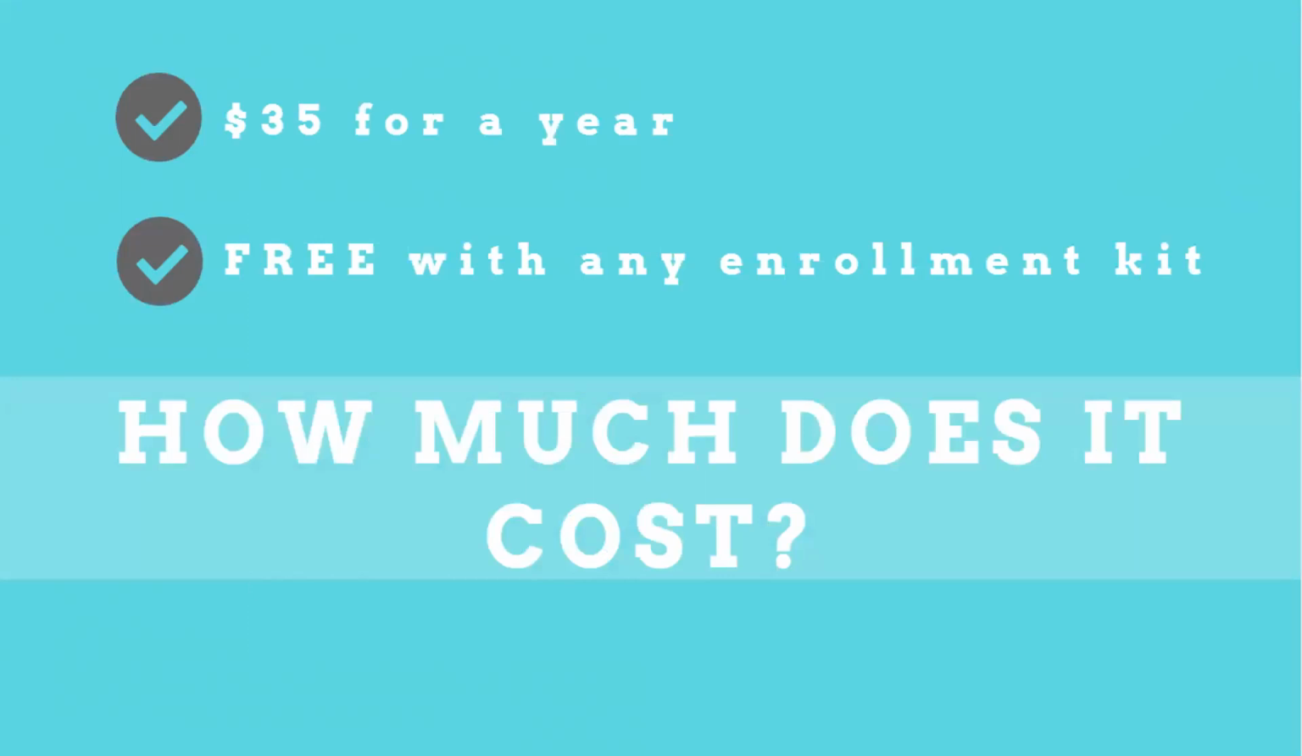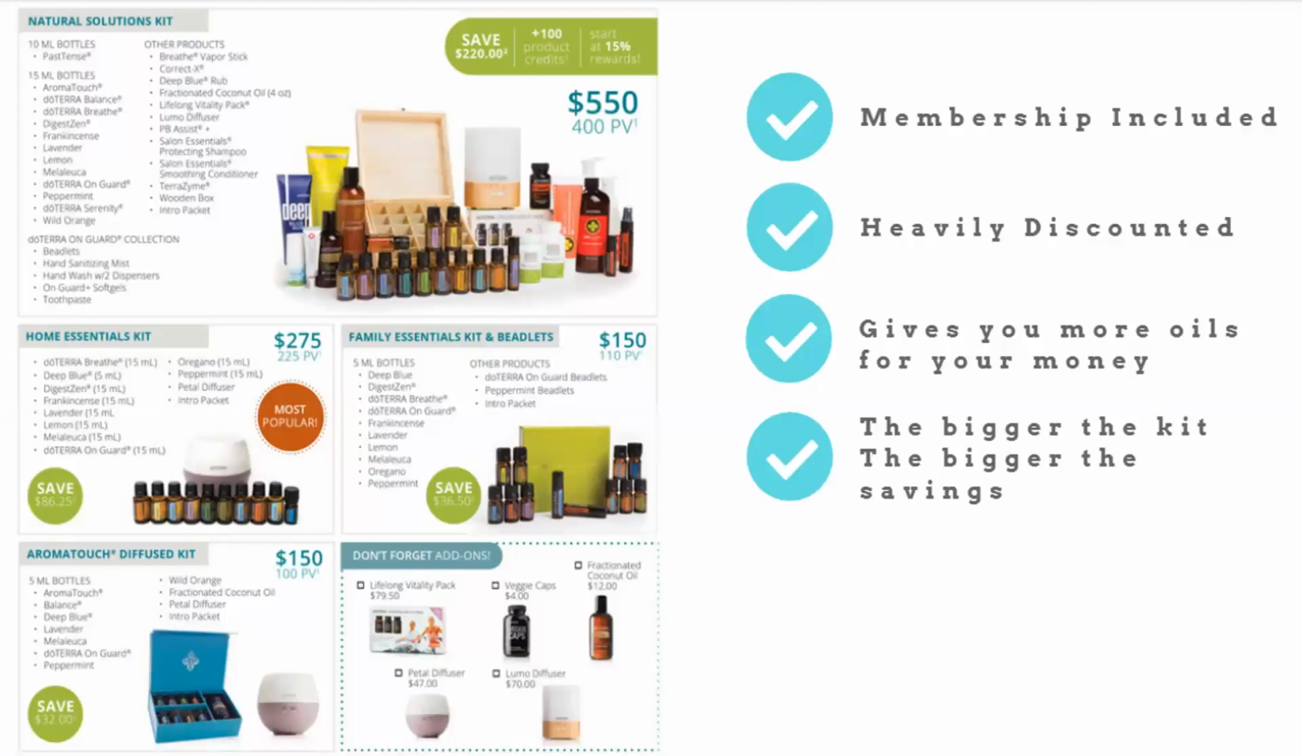So how much does it cost? A wholesale membership costs $35 a year. But if you enroll with an enrollment kit, then that $35 is waived. Now here's some of my favorite kits. And again, that membership is included when you buy a kit. And as you can see, the kits are heavily discounted.